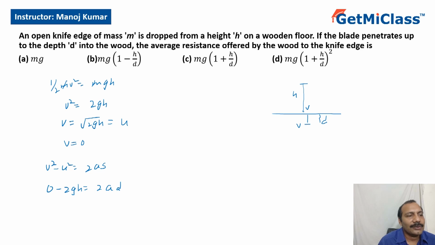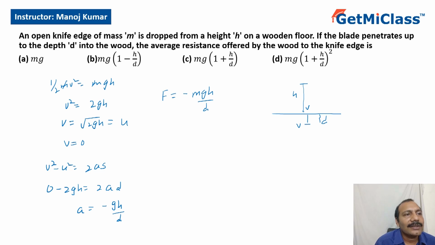Now from this, I have acceleration equal to minus gh by d. This is the acceleration. So what is the force experienced due to this? The force would be in the upward direction, and it will be equal to the average resistance force applied by the wood. So minus, it is m into gh by d. The minus shows that the force is acting in the upward direction because it is decelerating.